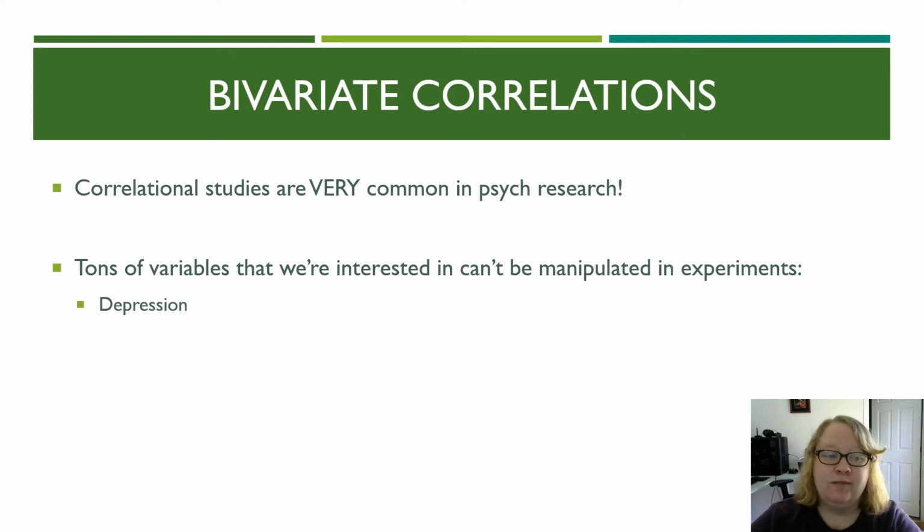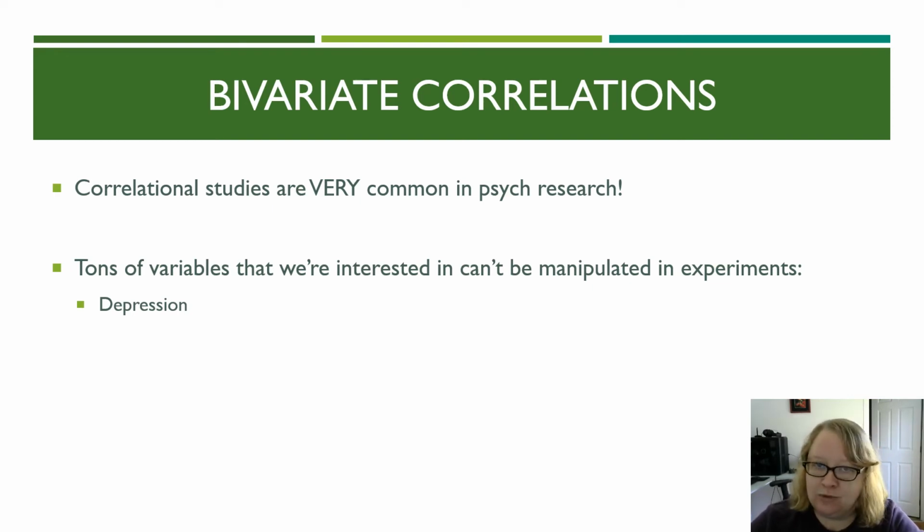So for example, say we're interested in depression. I can't make depression an independent variable. I cannot manipulate this, right? I cannot randomly assign some people to be depressed and some people not to. I just can't do that. Even if I could, it would be extraordinarily unethical, right? I can't make people depressed. That would be awful.